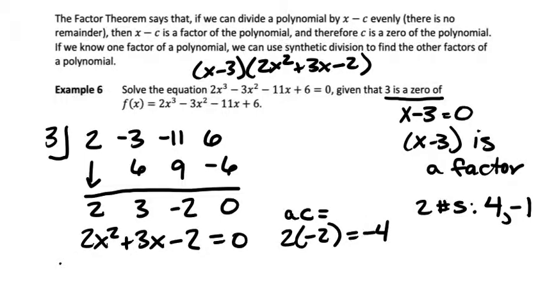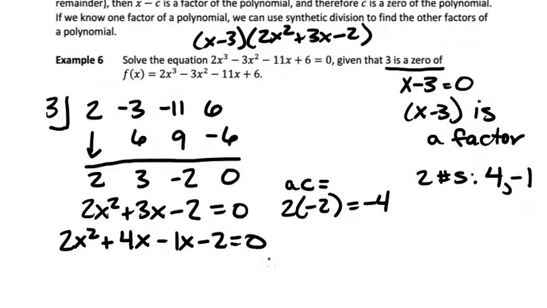So I replace the middle term. This should be reviewed from all the way back in section P5. But it might not be too fresh in your mind because we haven't done it for a couple weeks. Replace the middle term of plus 3x with plus 4x and minus 1x.